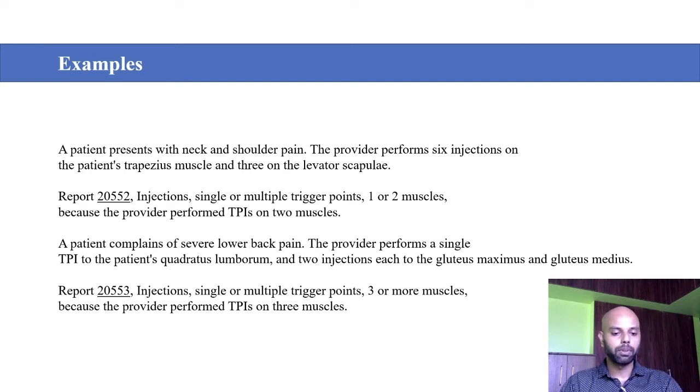Another example: a patient complains of severe lower back pain. The provider performs a single trigger point injection to the patient's quadratus lumborum and 2 injections each to the gluteus maximus and gluteus medius. Here, the provider performed injections on 3 different muscle groups: the quadratus lumborum, the gluteus maximus, and the gluteus medius. So based on the number of muscle groups, the right CPT code is 20553.